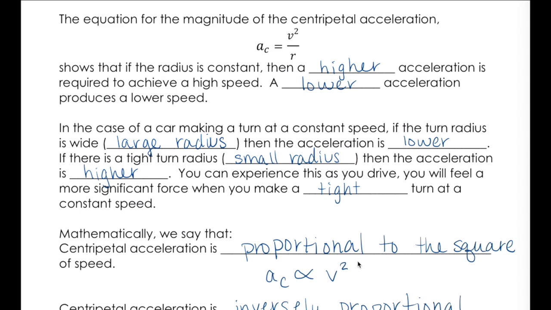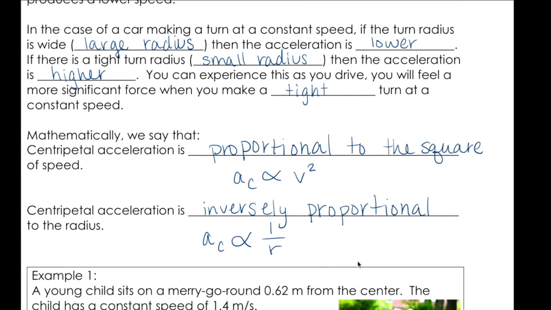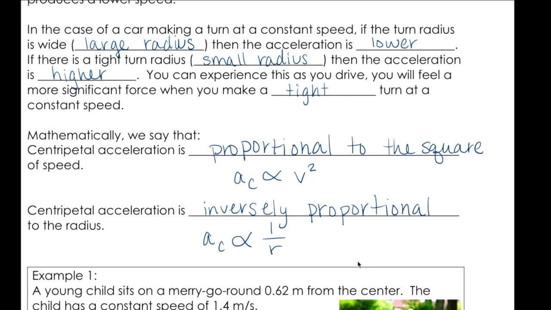You've probably felt this in a car. You can feel the change in direction more if someone takes a tight turn compared to when you're taking a curve in a road. You're not going to feel that change in direction as dramatically in a wide turn compared to a tight turn. Mathematically, we can say that centripetal acceleration is proportional to the square of speed, and inversely proportional to the radius.